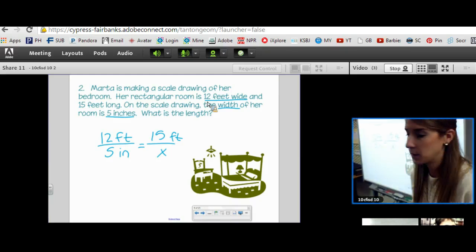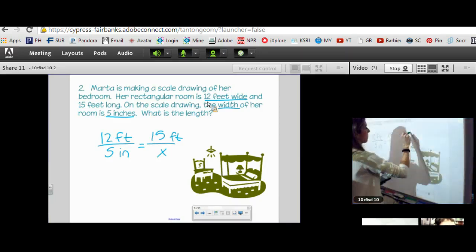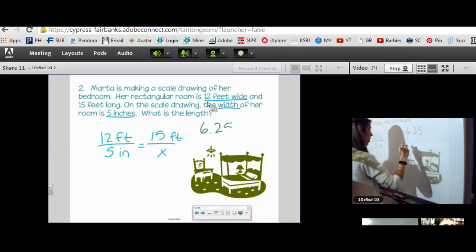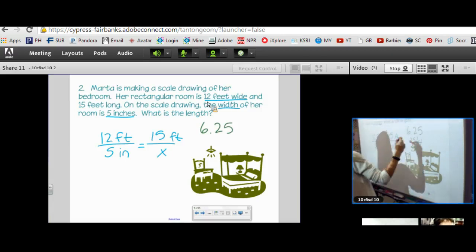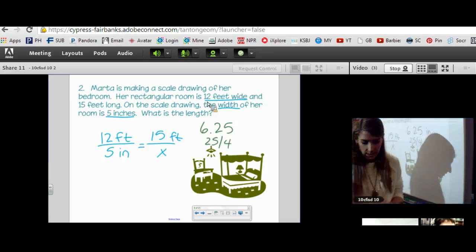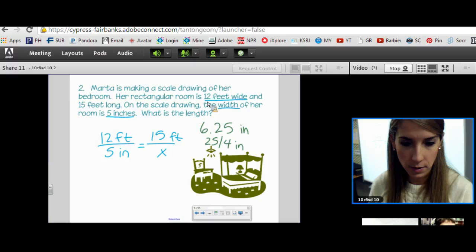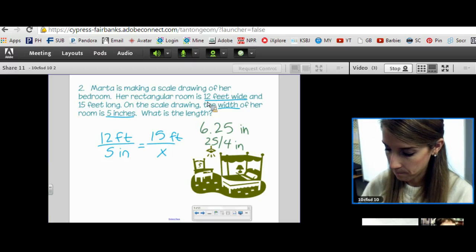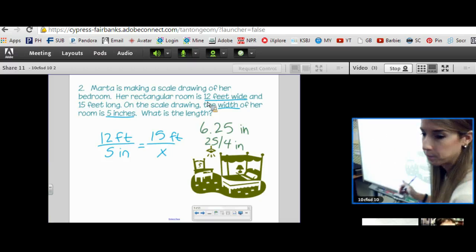Okay, very good. So 6.25, or as a fraction, 25/4. They're both acceptable, but you do need to put your units, inches, inches. Since the problem didn't tell us what to round to, both of those are equally acceptable, okay? Moving on.